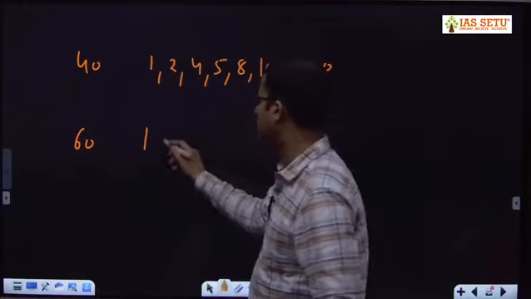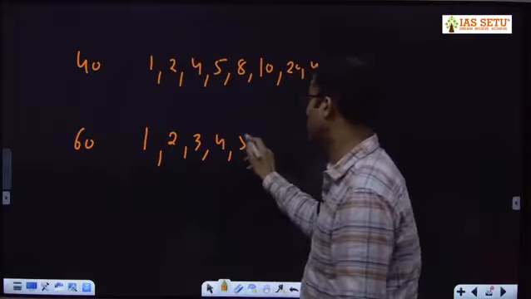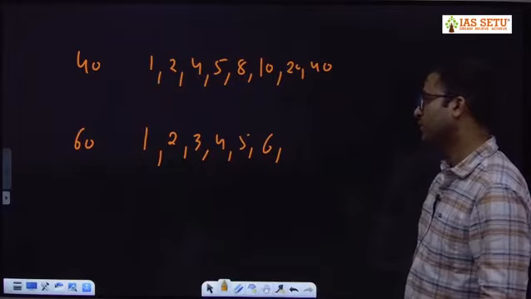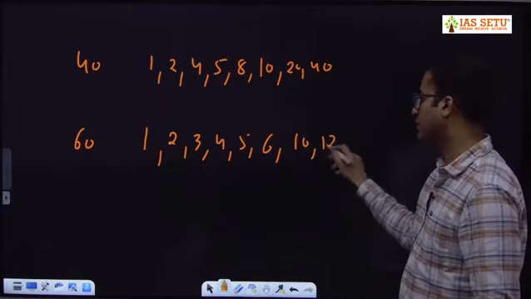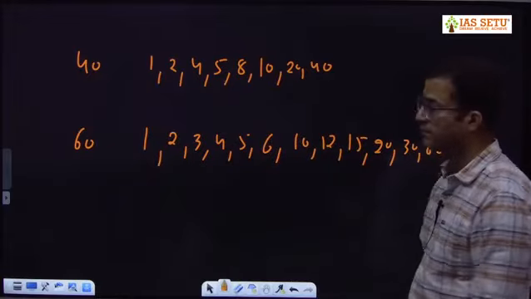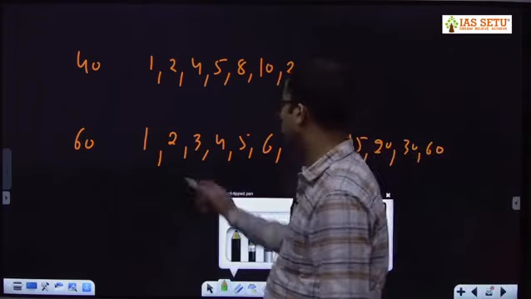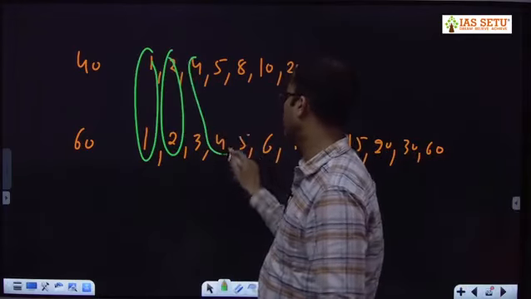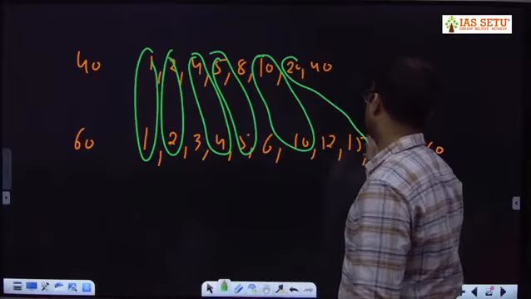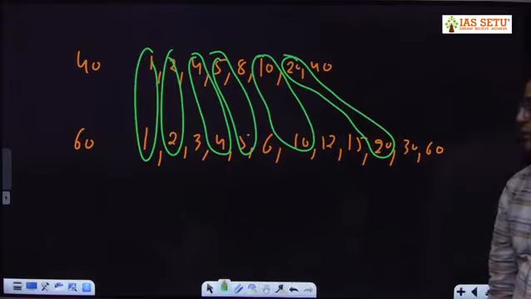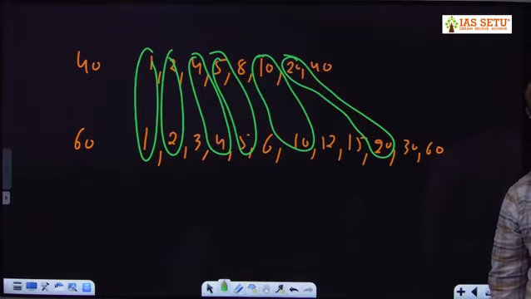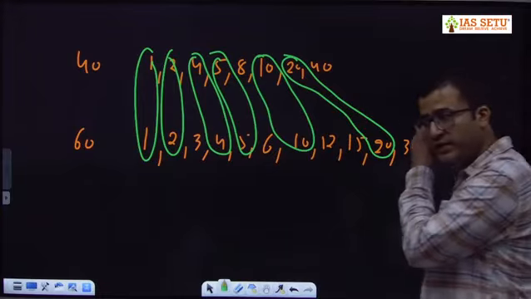60 में क्या हो गया 1 2 3 4 5 6, it is not divisible by 7. 6 and 10, 5 and 12, 4 and 15, 3 and 20, 2 and 30, 1 and 60. Then we will say common factors: 1, 2, 4, 5, 10, 20. So these are the common factors. 1 is a common factor, 2 common factor, 4, 5, 10, 20. But out of these, which one is the highest common factor? 20.